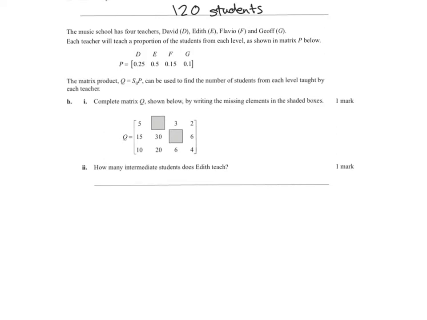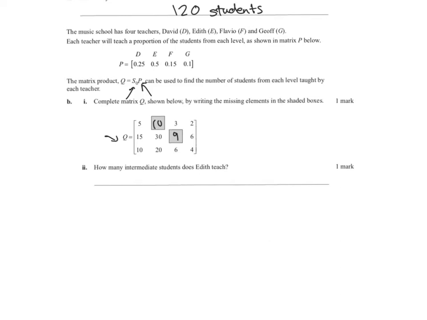Question B, complete matrix Q shown below by writing the missing elements in the shaded boxes. So on your calculator, guys, you would have just done our initial state matrix times P, and you would have got this matrix Q. What we're going to do is fill in those missing values, so it would have been 10 and 9.